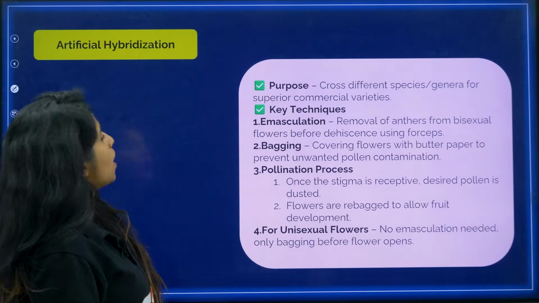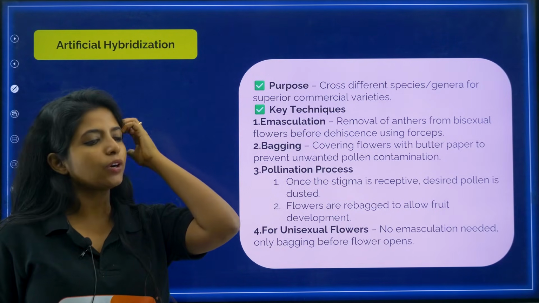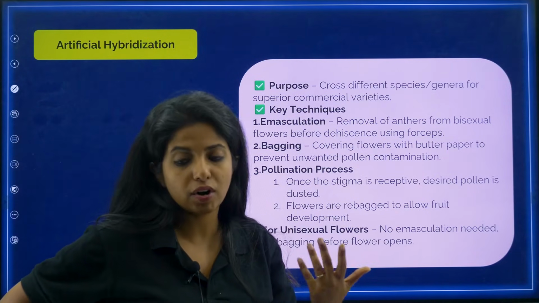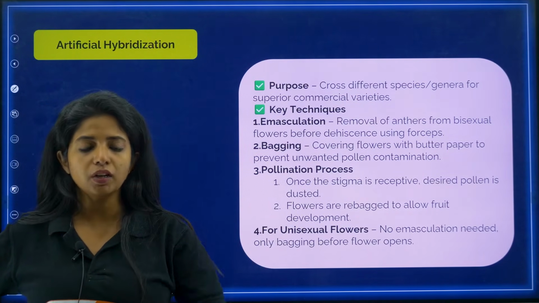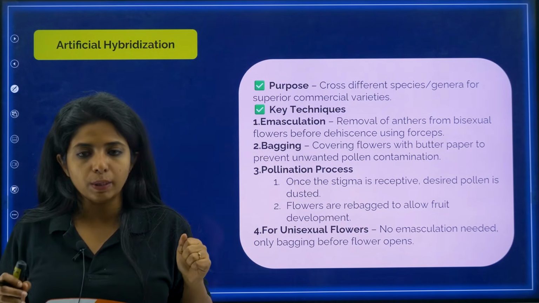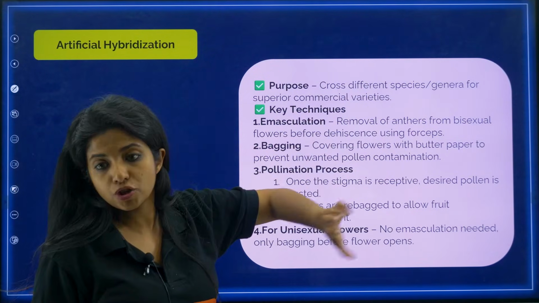Going ahead. Now, there is something known as artificial hybridization. I generally cannot depend on the plant for all this. Again, self-pollination may or may not happen. So, what do we do? We have artificial hybridization, where I know that this is a plant I want and this is a plant I want, and I want to create a hybrid of them. So I am going to cross different species and genera for superior commercial varieties.